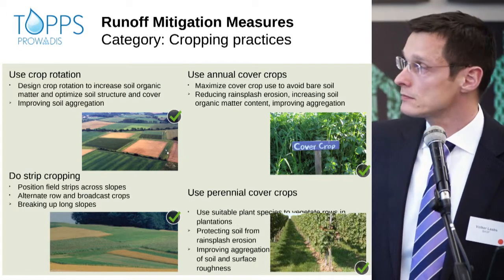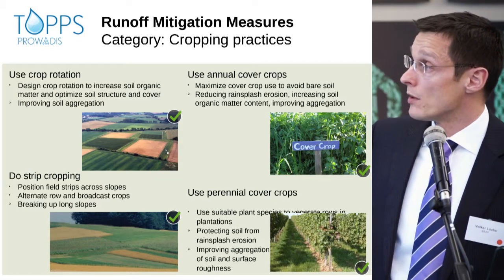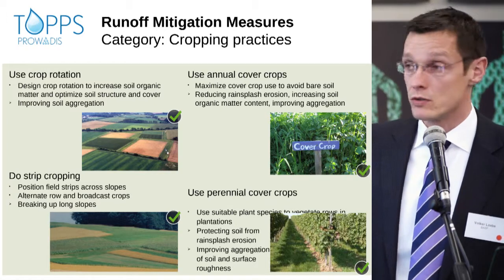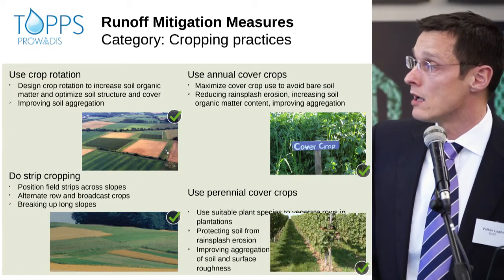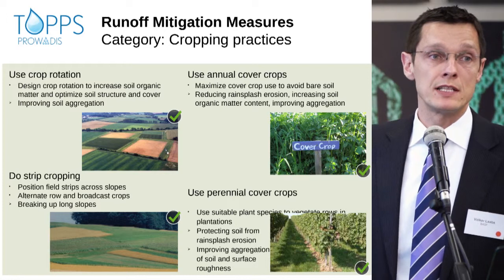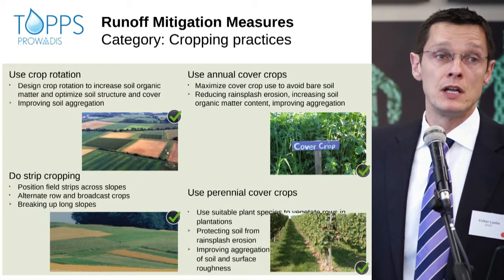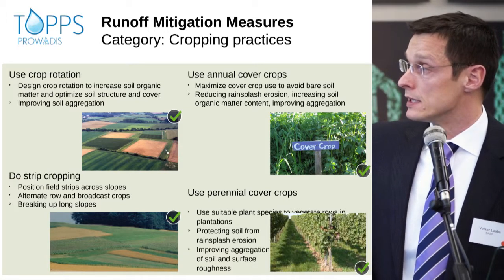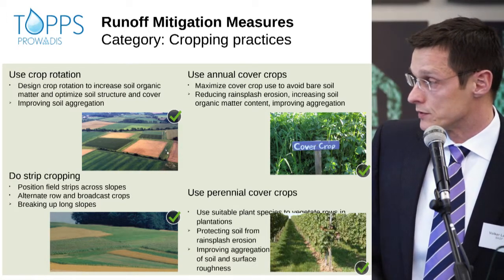a row crop. Annual cover crops, anyway, this is a very good measure to also increase soil fertility and organic matter, but it's also important to really have a dense vegetation cover whenever possible on the field to minimize the rain splash erosion and then the runoff that occurs afterwards.